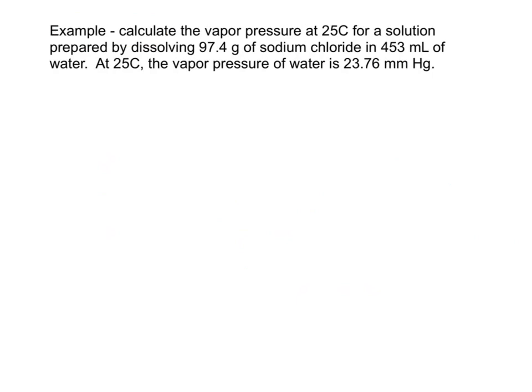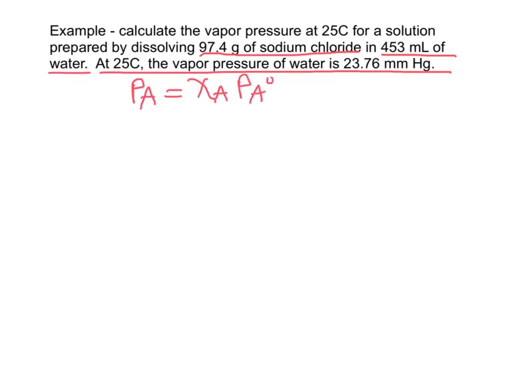So I want to calculate the vapor pressure at 25 degrees Celsius for a solution made with 97.4 grams of sodium chloride, 453 milliliters of water, and I know the vapor pressure of pure water is this. Okay, so the first thing I'm going to do is remember that my equation is P_A is the mole fraction of A, which is your solvent, times P_A 0. So first thing I want to do is find the mole fraction of the solvent. So I'm going to start by finding moles of things.